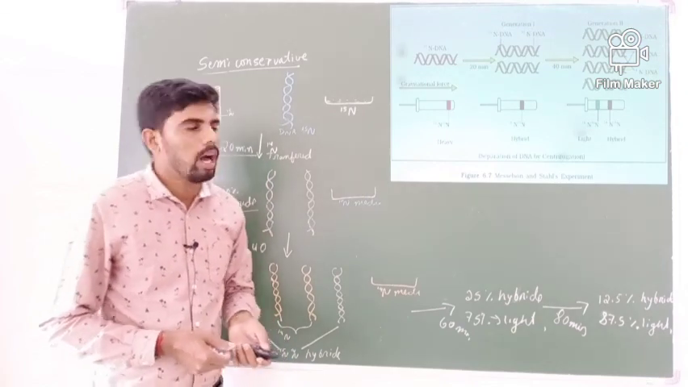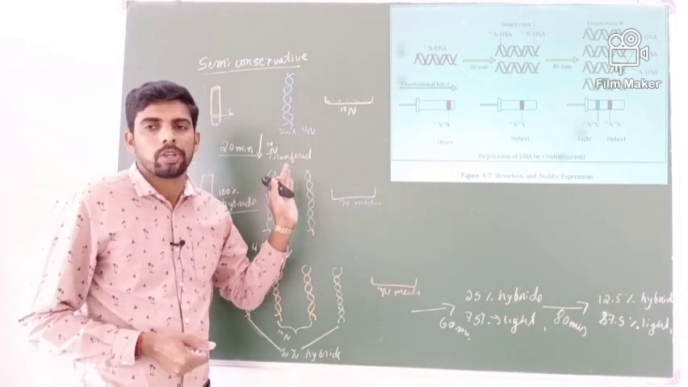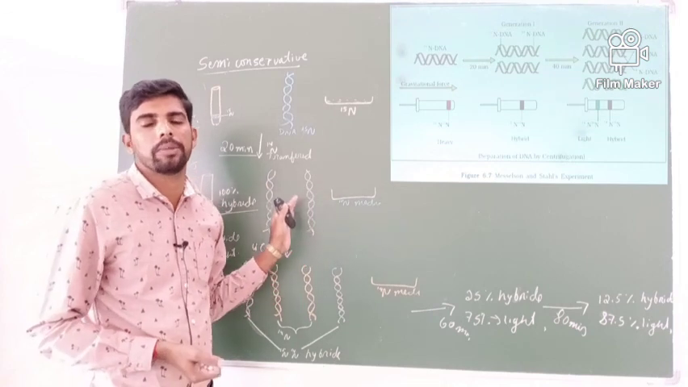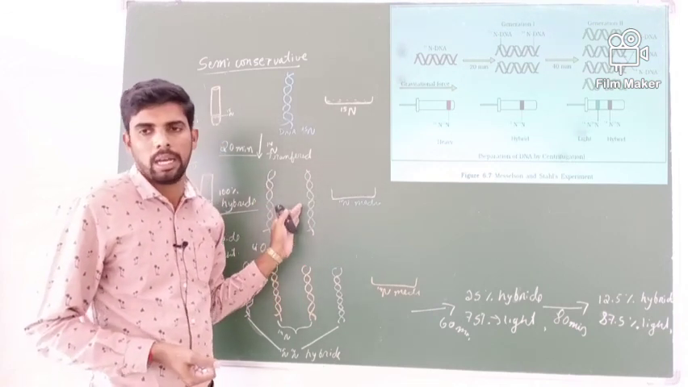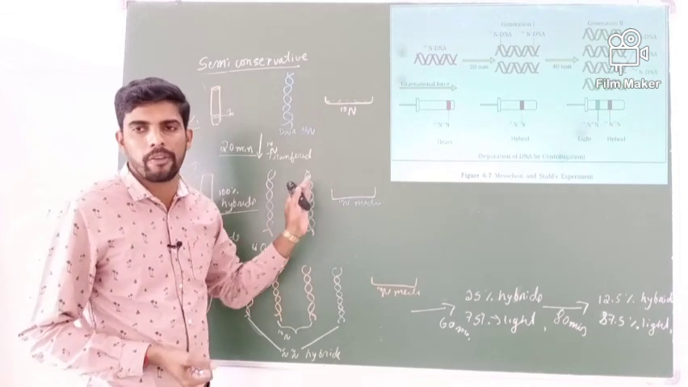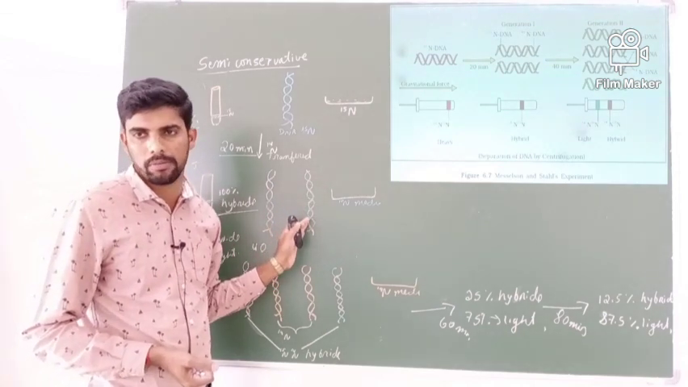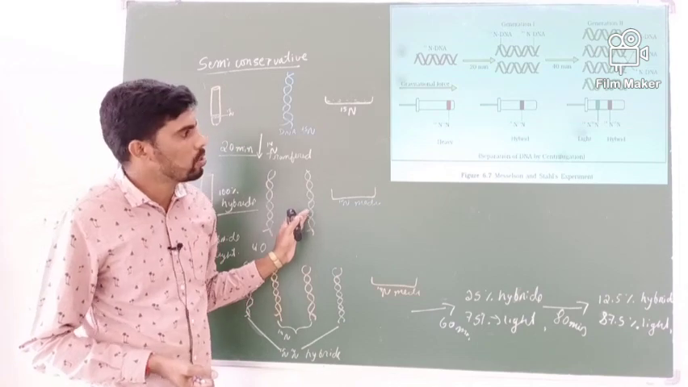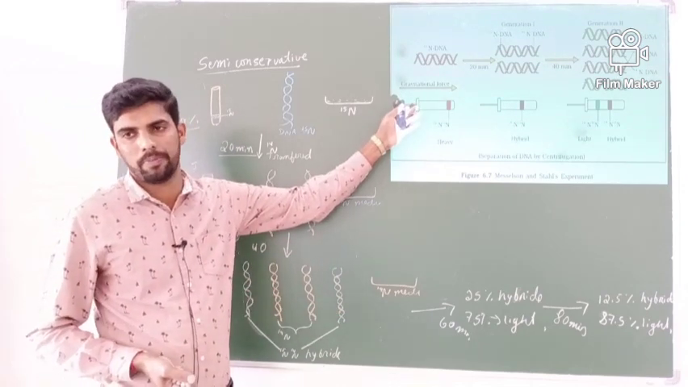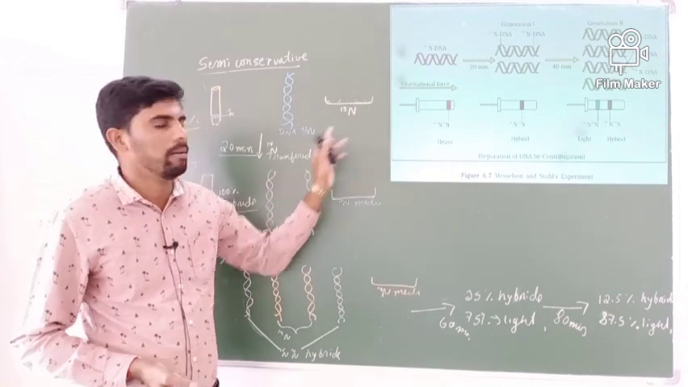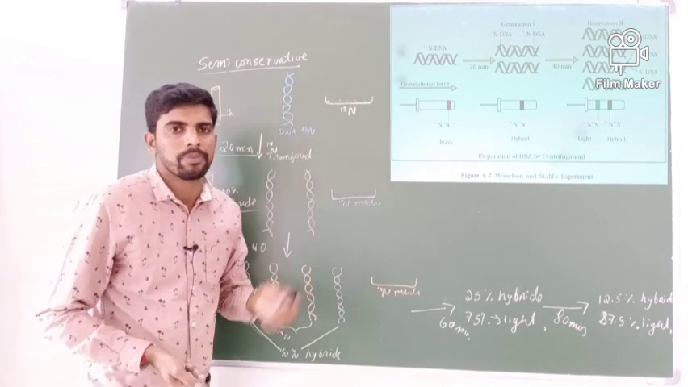Students, I hope all of you understand the concept of the semi-conservative method of DNA replication and the Meselson and Stahl experiment. It is one of the important experiments for your annual examination. I have also explained the experiment with a labelled diagram. Thank you, students.